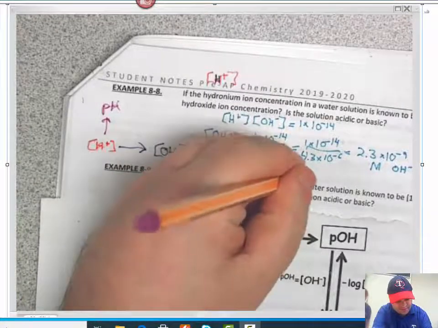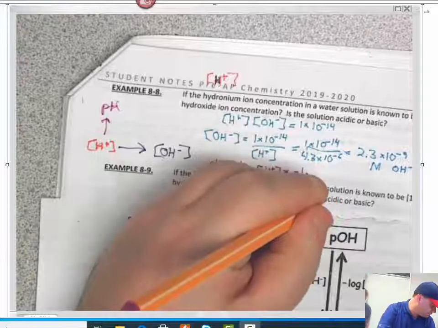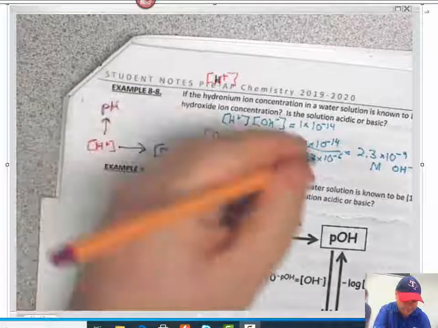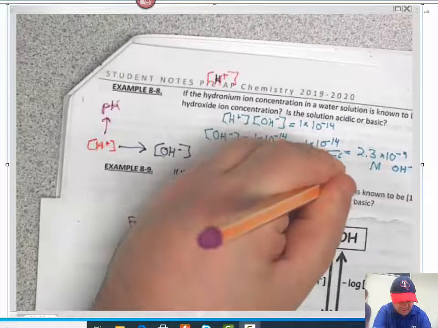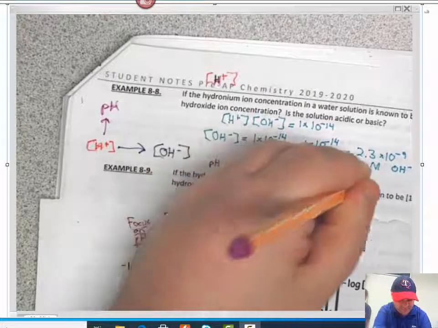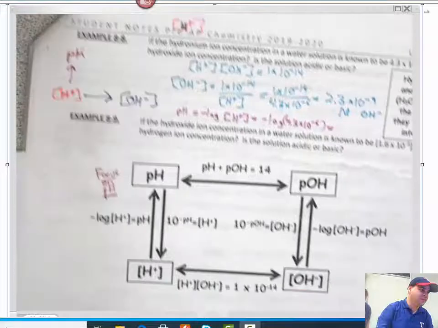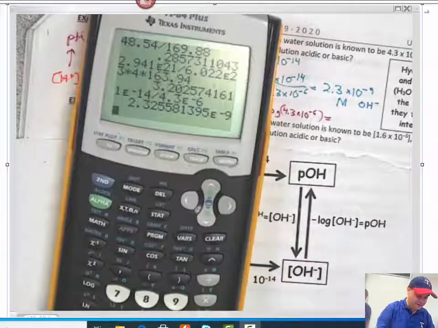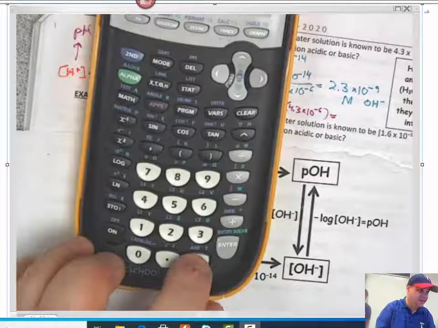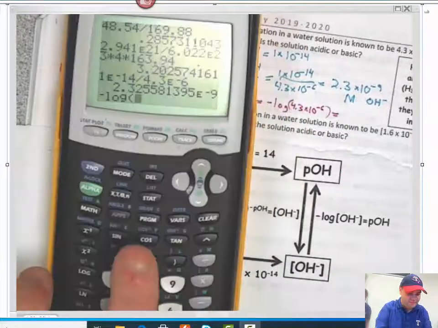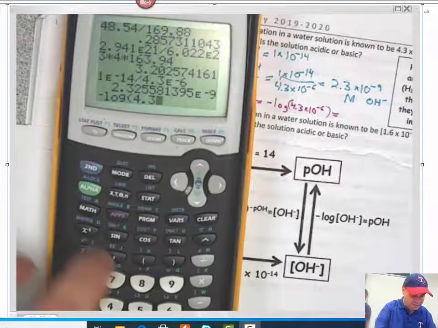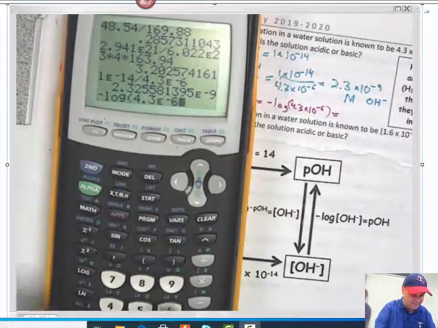pH equals the negative log of 4.3 times 10 to the negative 6th. Okay, so to do this on the calculator, you would use this negative button here first. Then there's a log button right here. And then I would type in 4.3 E negative 6.